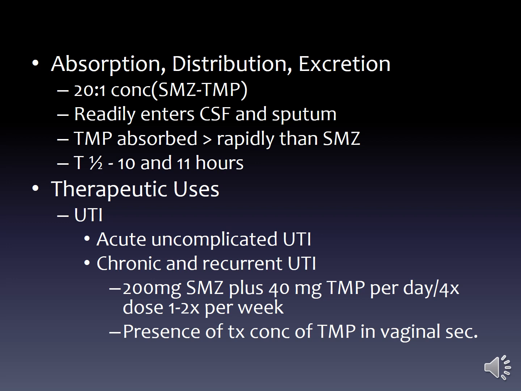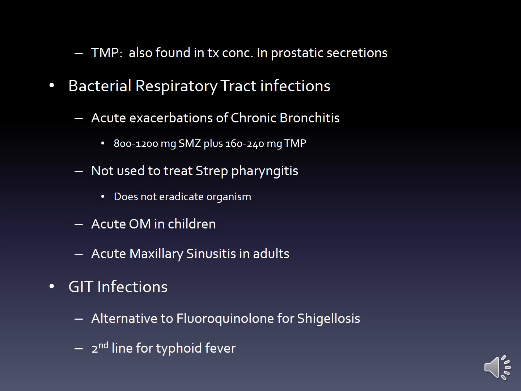So uses for UTI, you give it for acute uncomplicated UTI and even for chronic and recurrent UTI. So you give it 4 times a dose, 1 to 2 times per week if the UTI is chronic. So for bacterial respiratory tract infections, it's given for acute exacerbations of your chronic bronchitis, but it's not used to treat your strep pharyngitis because it does not eradicate the organism. It's good for acute otitis media in children and for acute maxillary sinusitis in adults. For GI infections, it's given as a second-line treatment for typhoid fever and as an alternative to fluoroquinolone for shigellosis.